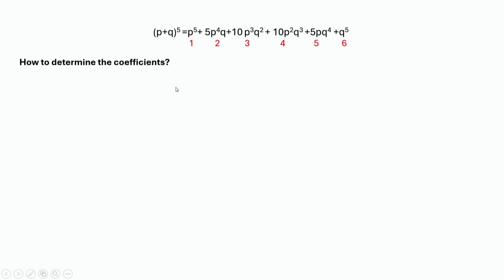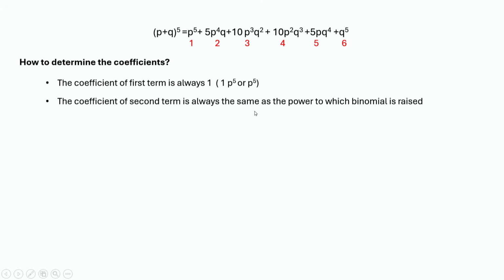And how are we going to determine the coefficient? When we are determining the coefficient, what do we do? Remember, the coefficient of the first term is always 1. That is why it is 1P5, which is P5. The coefficient of the second term is always the same as the power to which the binomial is raised. So, the coefficient of the second term, see here, we are talking about this coefficient, where is this 5 coming from? This 5 is coming because the binomial is raised to 5. So, 5 is what we are putting here. So, that is simple. First coefficient is always 1, second coefficient is always the power to which the binomial is being raised.